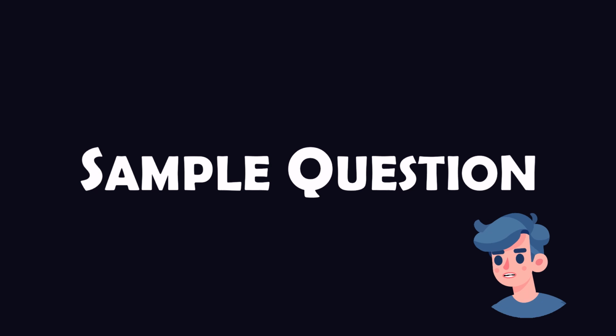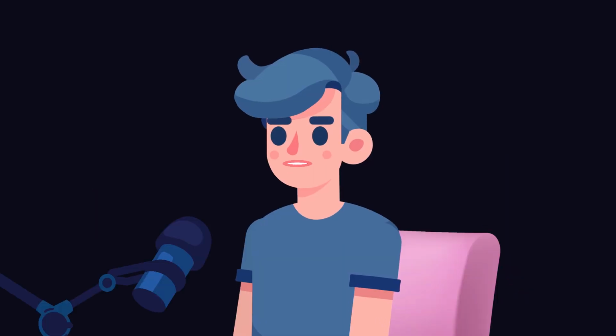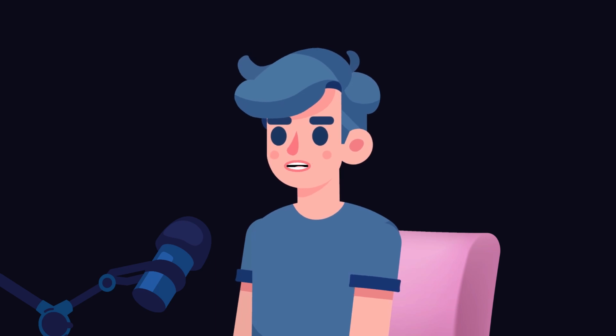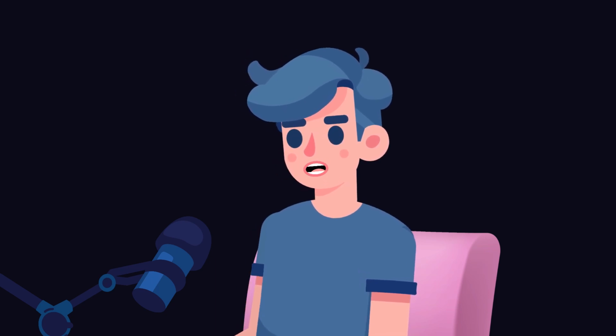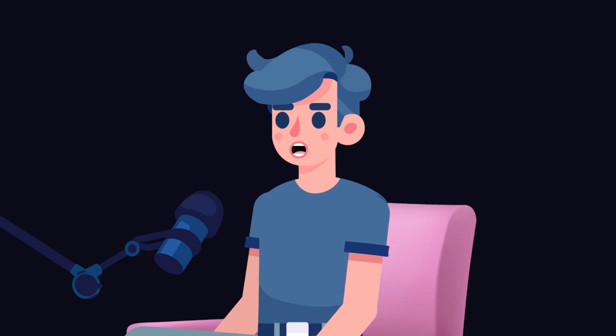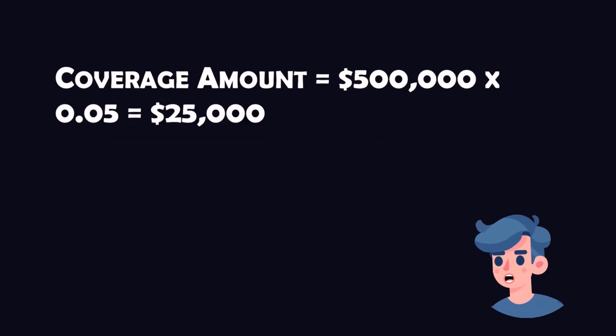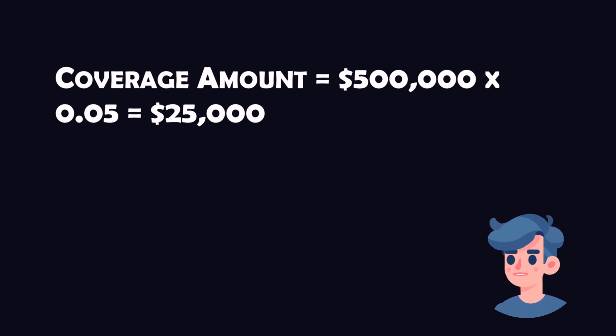Let's walk through a question to better understand this. Suppose your small business has an average annual revenue of $500,000, and based on industry standards, the risk factor is 0.05. What would be the advisable coverage amount for your Fidelity bond? Using the formula, coverage amount equals average annual revenue x risk factor, we get coverage amount equals $500,000 x 0.05 equals $25,000. Therefore, it would be advisable to have a Fidelity bond coverage of $25,000.